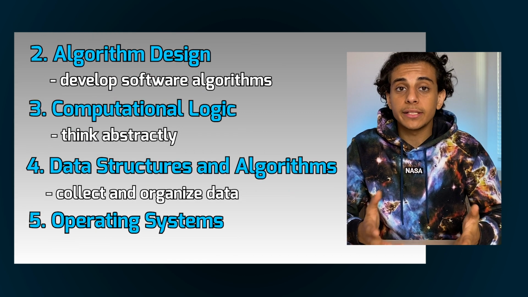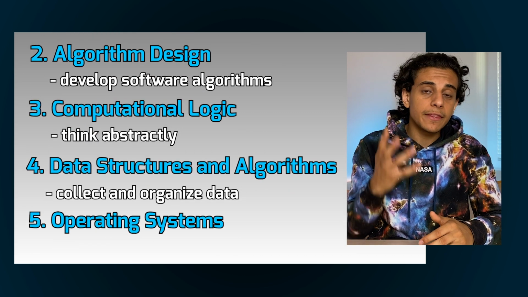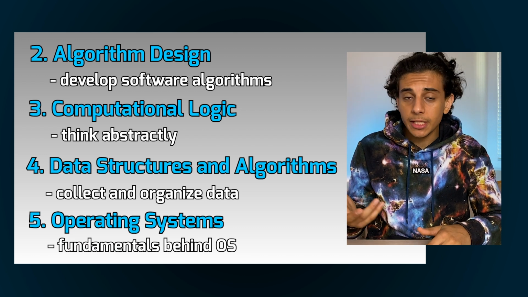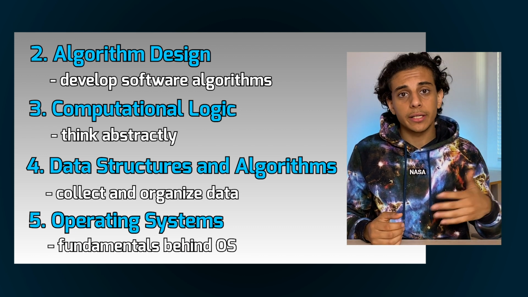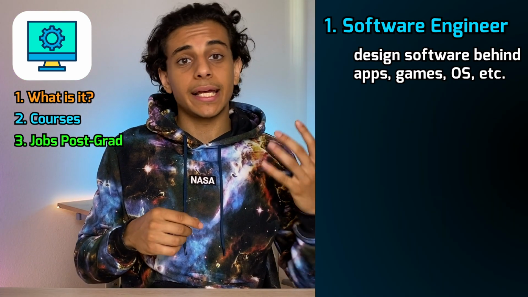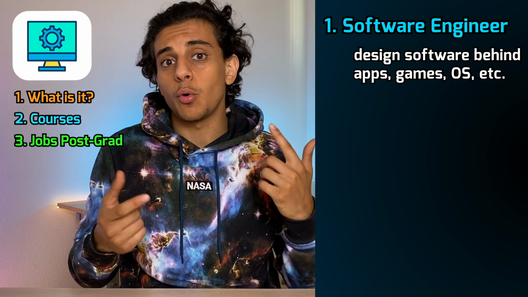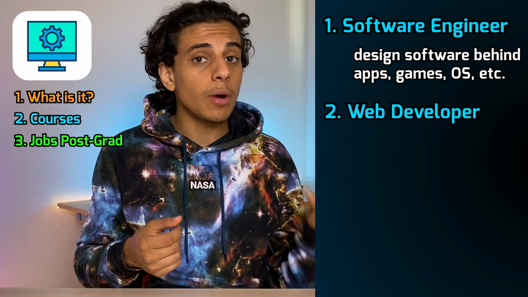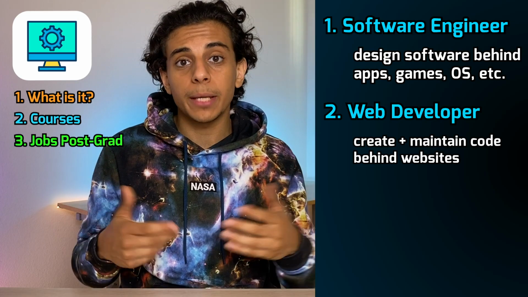Fifth, we have operating systems, where you essentially understand the fundamentals behind the operating systems that make all of our electronic devices operate. The types of jobs you can expect to get after you graduate first include being a software engineer, where you work on designing the software behind things like apps or video games. You can also end up working as a web developer, where you create and maintain the coding behind websites.